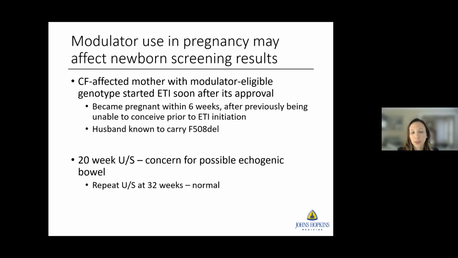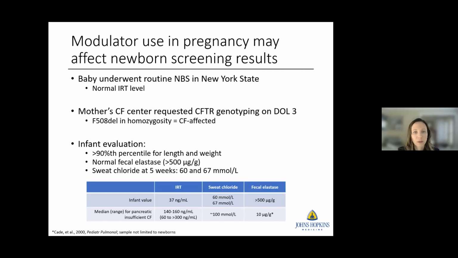So at the 20-week ultrasound, there was some concern for possible echogenic bowel. Now recall that this woman was on ETI treatment for the entirety of her pregnancy, pre-conception and throughout. So at that 20-week ultrasound, there was some concern for possible echogenic bowel, but at the repeat ultrasound at 32 weeks, it either had resolved or was never there. Regardless, things looked normal at 32 weeks. So the baby was born relatively uncomplicated pregnancy and delivery and underwent routine newborn screening in New York State. So for cystic fibrosis newborn screening, we measure IRT, which is immunoreactive trypsinogen.